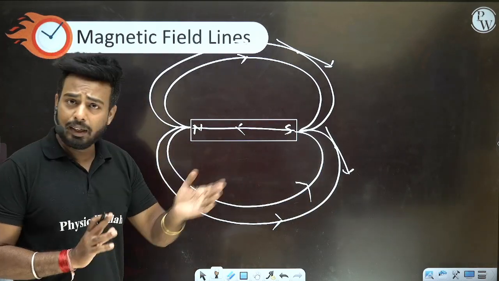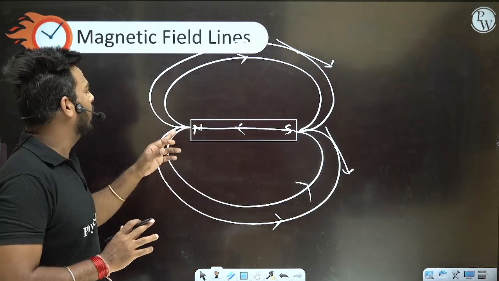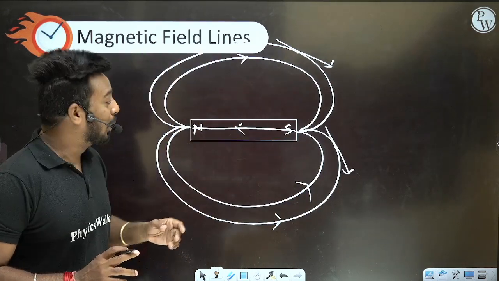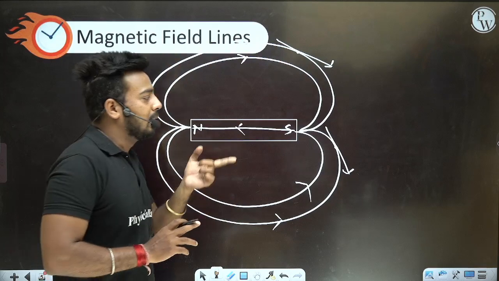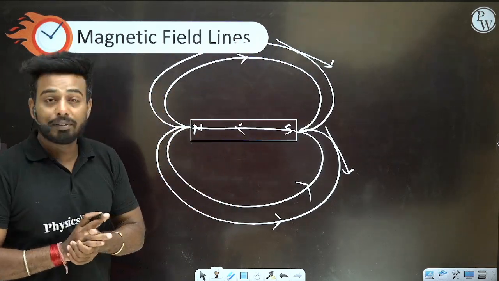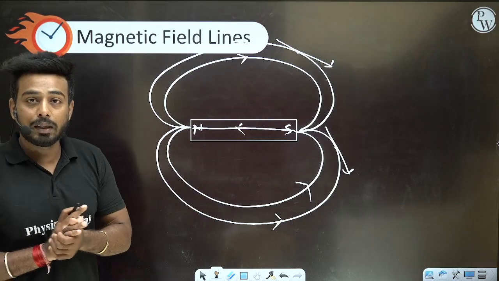They may be infinite in number. The direction of magnetic field lines is north to south outside the magnet, but inside the magnet it is south to north. They are closed curves, and they may be infinite in number.